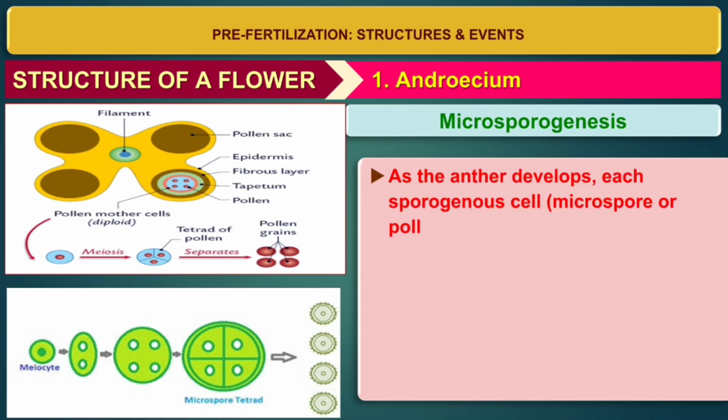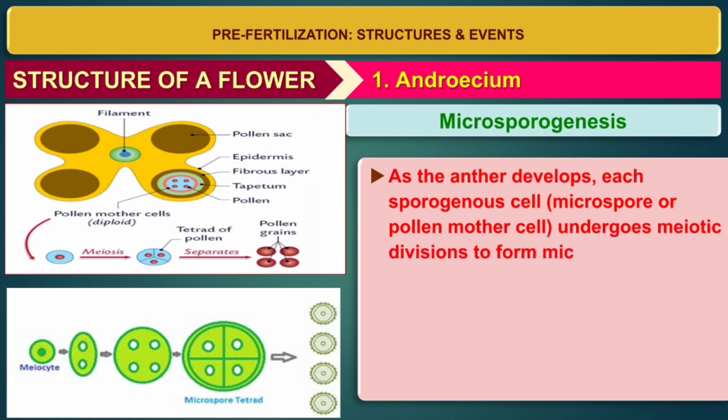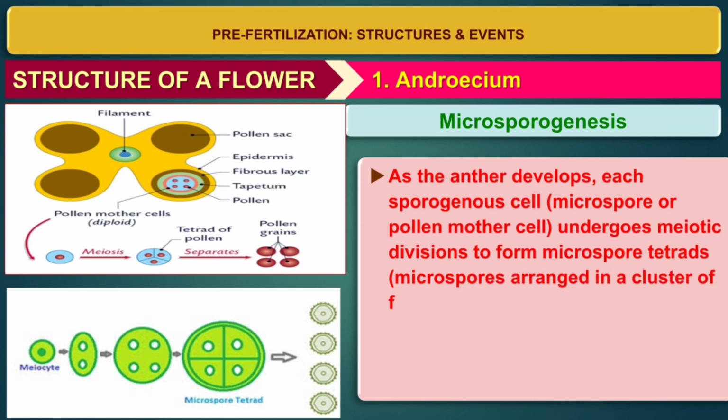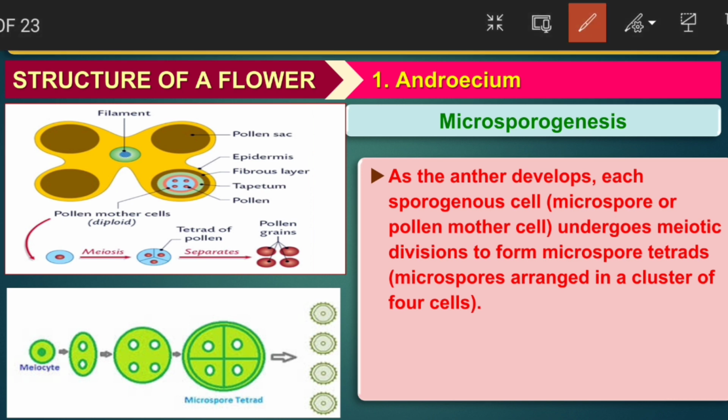As the anther develops, each sporogenous cell, which we also call a microspore or pollen mother cell, undergoes meiotic division to form microspore tetrads. In the last class I told you that inside the tapetum there is sporogenous tissue. Now what will this sporogenous tissue undergo? That is meiotic division, right? As a result of meiotic division, microspore tetrads are formed.